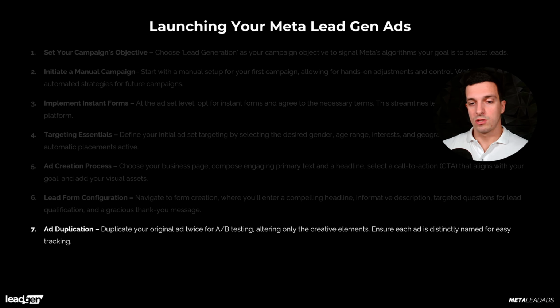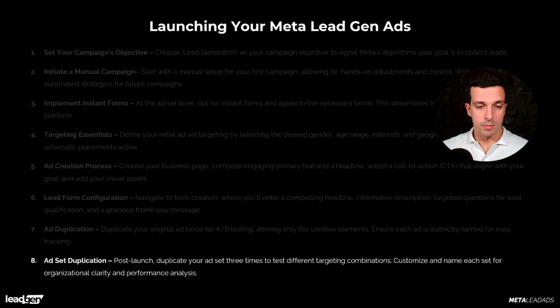Duplicate your original ad twice for A/B testing, altering only the creative elements. Ensure each ad is distinctly named for easy tracking. So basically, when we create the ad with the same text, with the same form, with the same headline, we want to duplicate it 2 times, and we're just gonna change the creative, because the creative, the image or the video, is the one thing that's making the huge difference. And we first want to test that out in all the campaigns, then we can start testing out headlines, text, and other stuff. Ad set duplication.